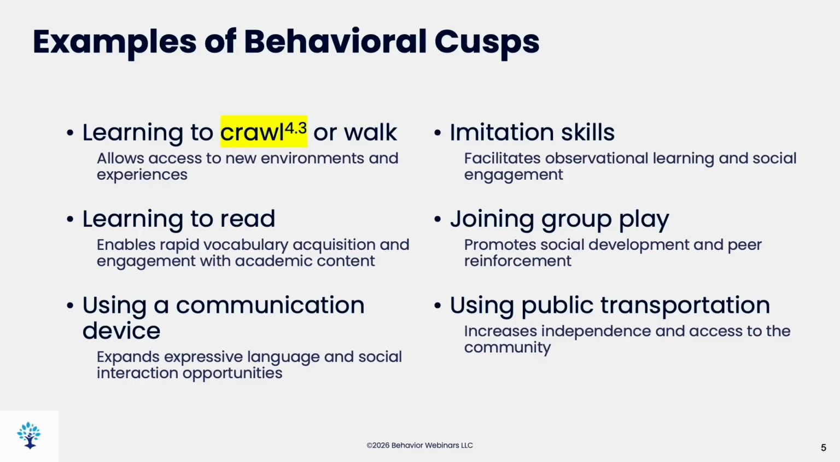So these are the big examples of behavior cusps. The biggest one that a child goes through is learning to crawl or walk. That's the first one. So if you think about it, babies in a cradle or in these safe baby areas like cribs, car seats, strollers, the little swings. And so they're only there. They can only go where their adults or caregivers place them. They have no control over that.